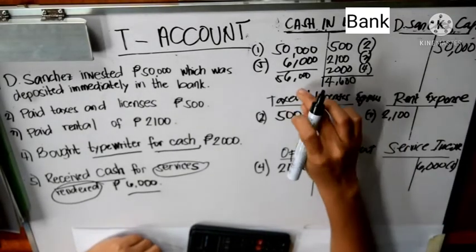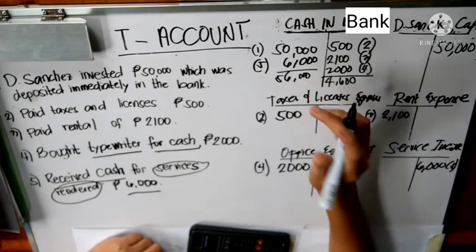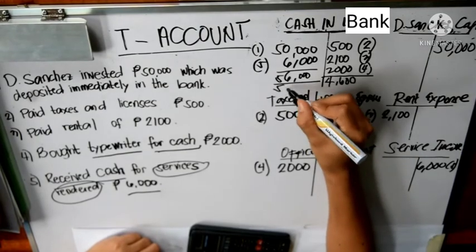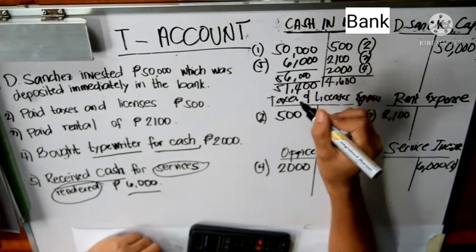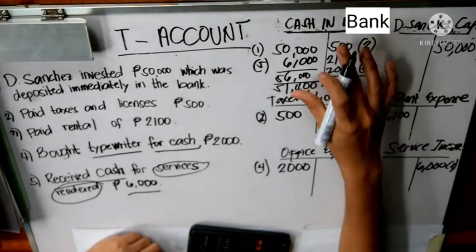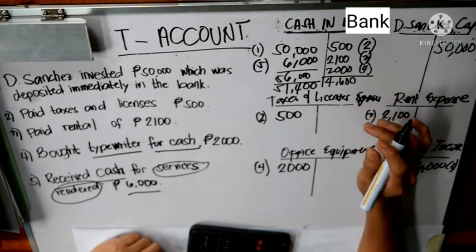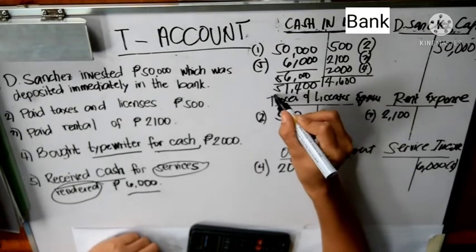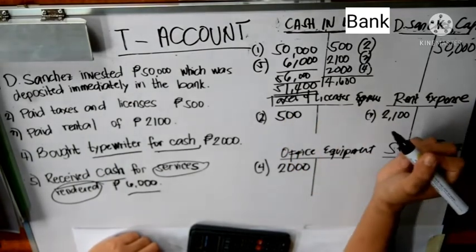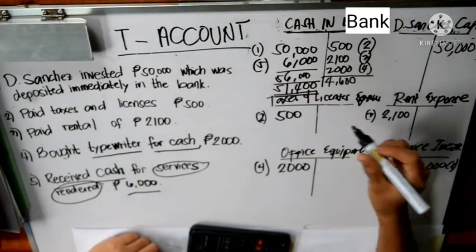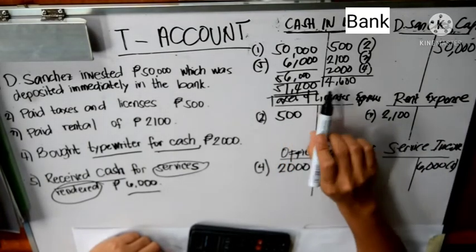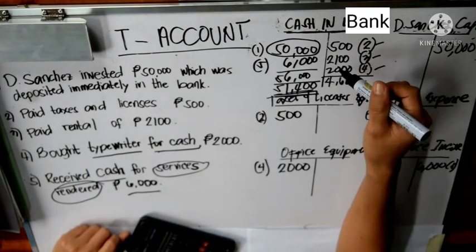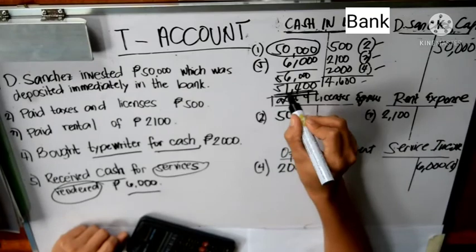So, dito, dahil mas malaki yung ating debit side, which is 56,000, dito natin isusulat yung ating 51,400. I'm sorry kung kinukulang tayo sa space, no, dahil marami tayong nilagay doon sa cash in bank. So, now our balance for the cash in bank is 51,400. We call this debit balance dahil mas malaki yung debit kaysa dun sa credit. So, ibig sabihin, the balance now in our cash in bank is 51,400.